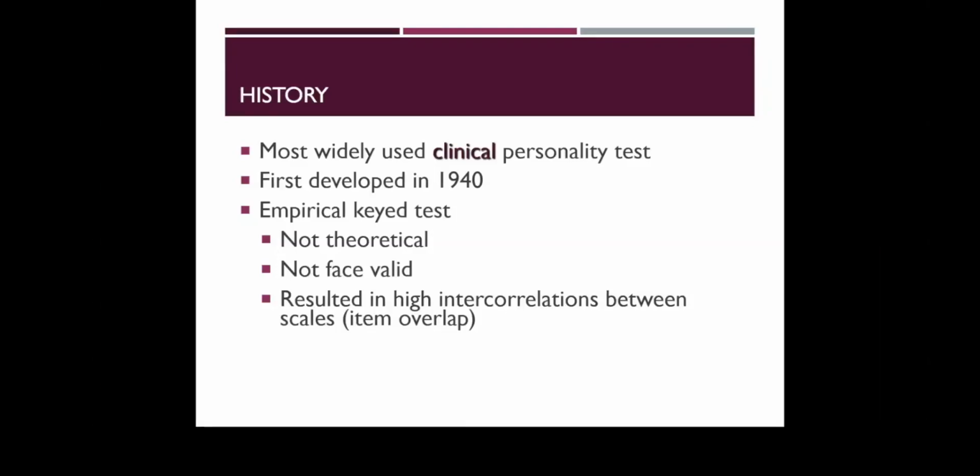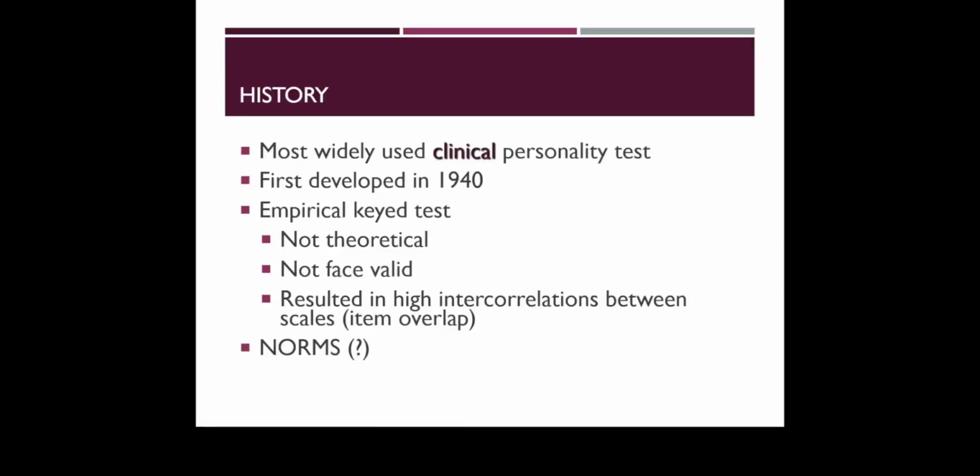But again, each scale was designed to distinguish people who had, you know, psychasthenia from non-clinical controls. And what that resulted in was a lot of high intercorrelation between the scales. There was, in fact, a lot of item overlap, because remember, they did each one in isolation, and yet there are many features that clinical groups might have in common regardless of their specific diagnosis. And so some items did show up in many scales, leading to this high intercorrelation.